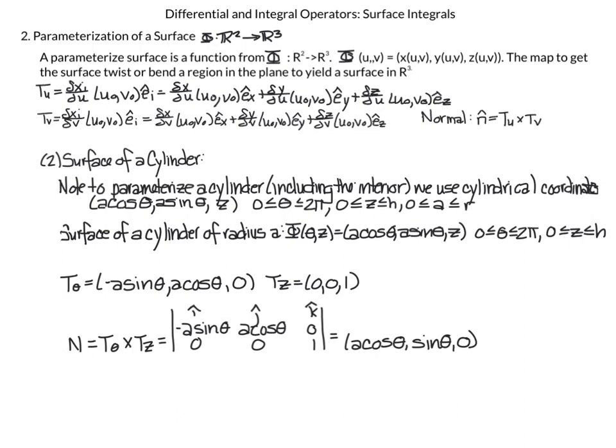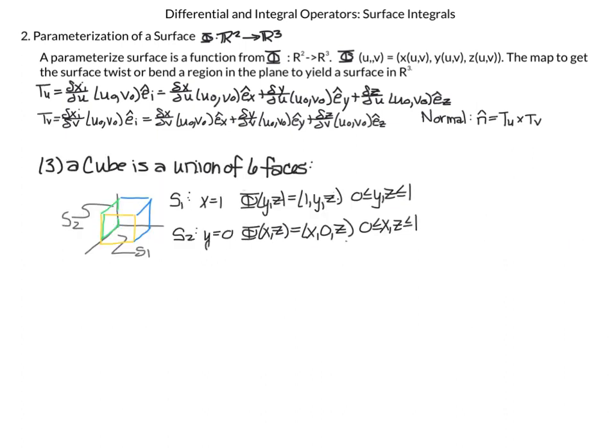Again, I have my normal calculation, and I should change my notation so it looks more like this class's book. So we have t theta, the derivative with respect to theta, is minus a sine theta, a cosine theta, and 0 since this has no thetas in it, and t z, with respect to z, is equal to 0, 0, 1. So I do my cross product, and I get my vector normal to my cylinder is a cosine theta, sine theta, 0.